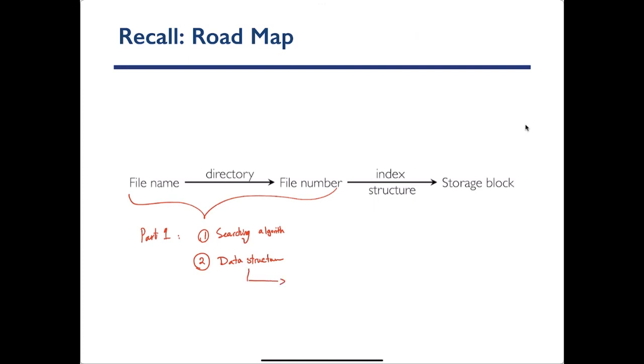For data structure, we saw a linked list implementation. We also saw a B star tree implementation. Now, this part, as I said, is very straightforward, and many file systems share the same design. There is not much here to be done. Now, the part that is exciting and interesting and complex is the second part. Once you find your file number, how do you find the blocks corresponding to the file number that you're looking for? So that's the interesting part.